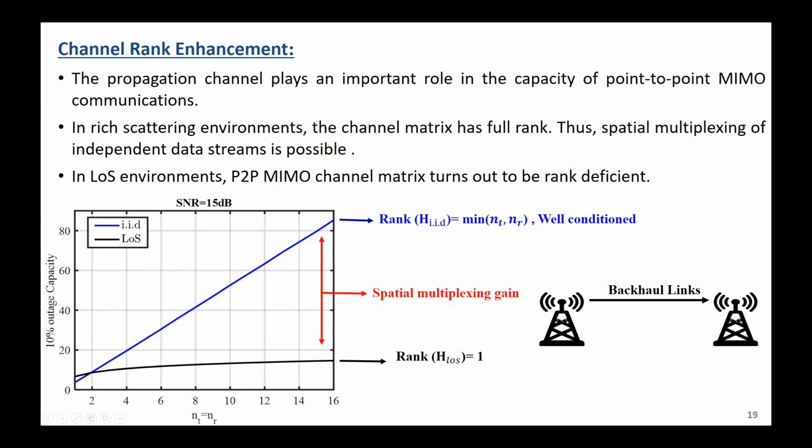However, if the environment changes from rich scattering to a line of sight environment, at this moment the point-to-point MIMO channel matrix becomes rank deficient, or more precisely, becomes a rank 1 channel.